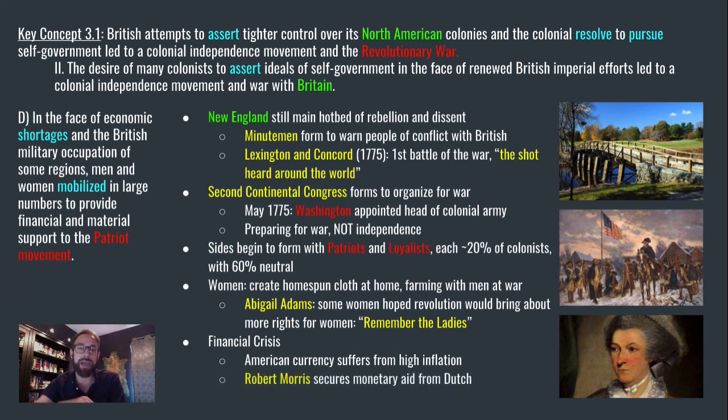So, as we get closer to independence, they start sending emissaries to foreign countries that might not support the British in order to ask for monetary aid. We get some from the Dutch after a lot of negotiations, and we're going to see later on just how important another power was, the French, in aiding us in the war.